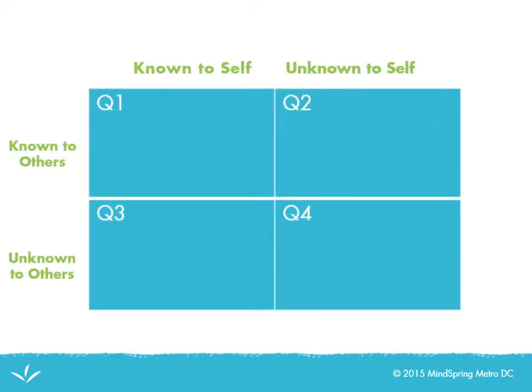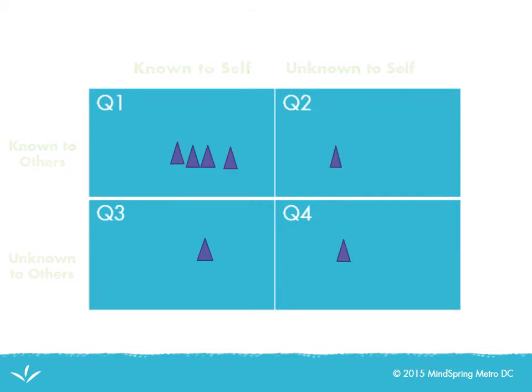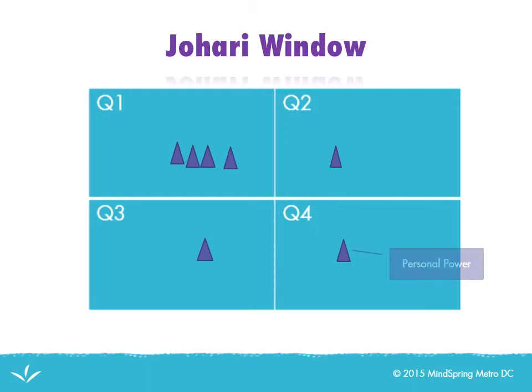Let's analyze some possible results that could come from an EQ map or 360-degree feedback that show up in your Johari window. Now that your Johari window is populated with information, personal power in Quadrant 4 reflects that you and everyone else do not know that you have personal power.